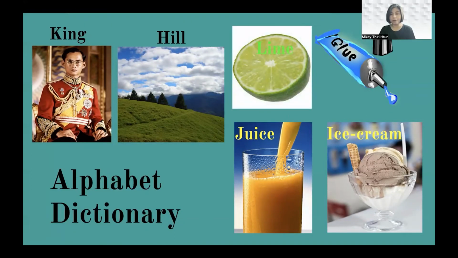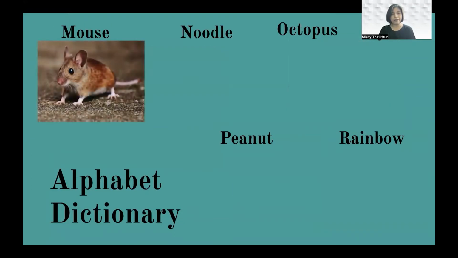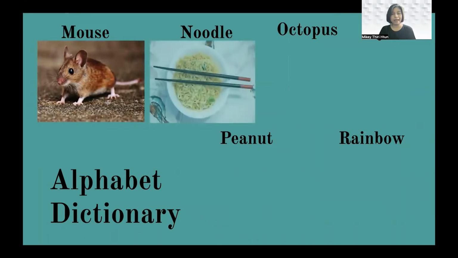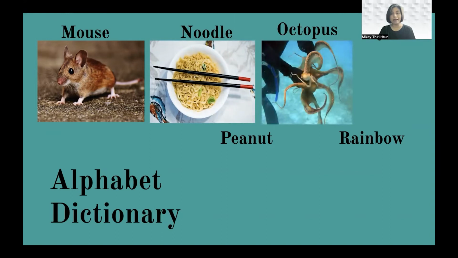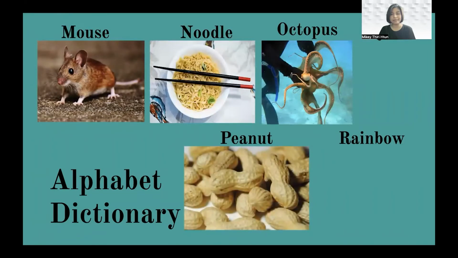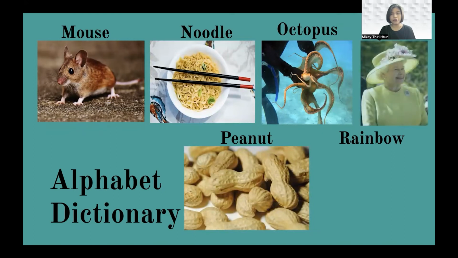It's a bit sour. Next, M for mouse. And N for noodle. Noodle is a food. And mouse is an animal. And O for octopus. Octopus is an aquatic animal. You can see it underwater. And P for peanut. And Q for queen.